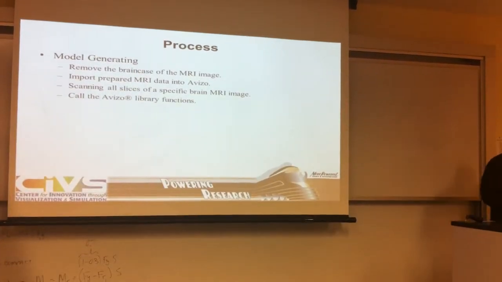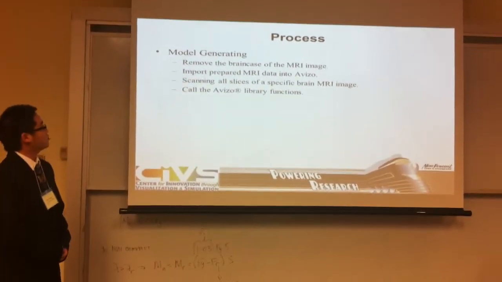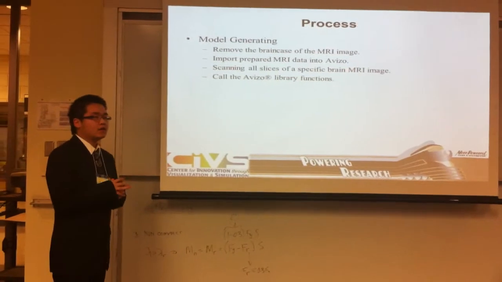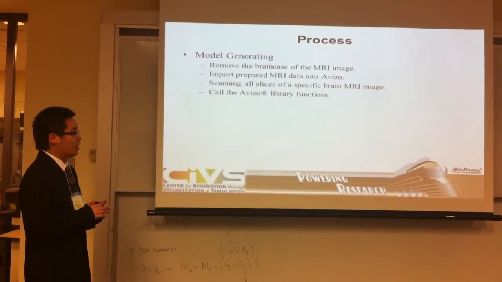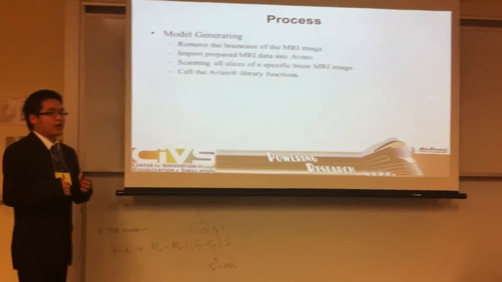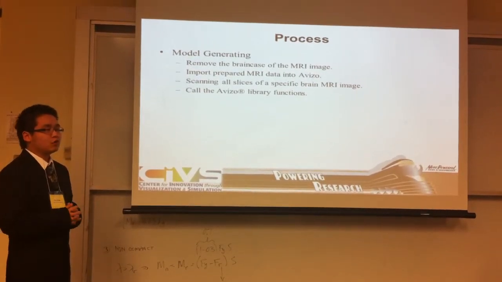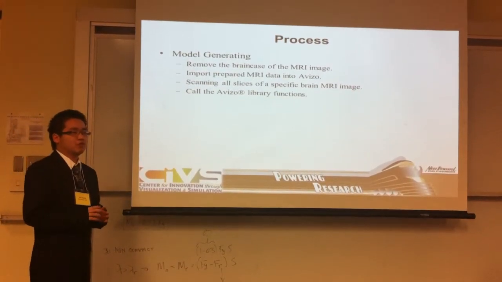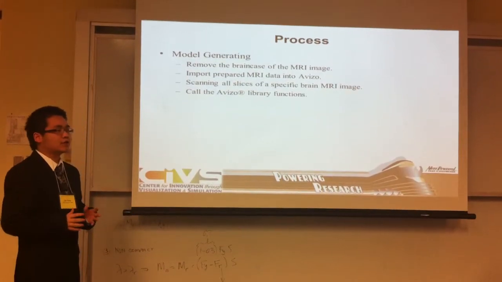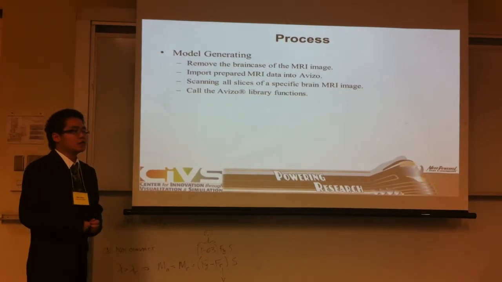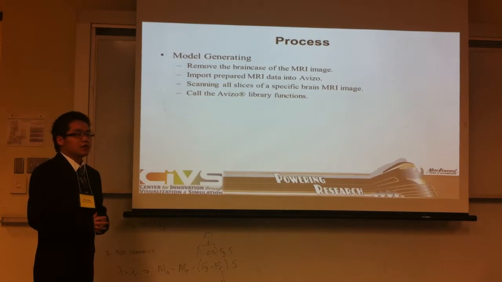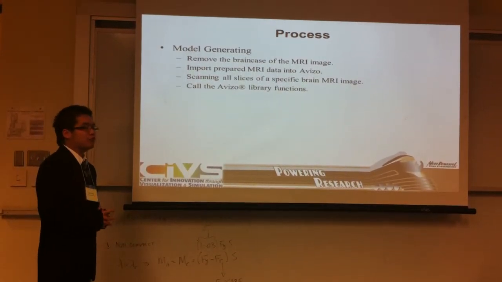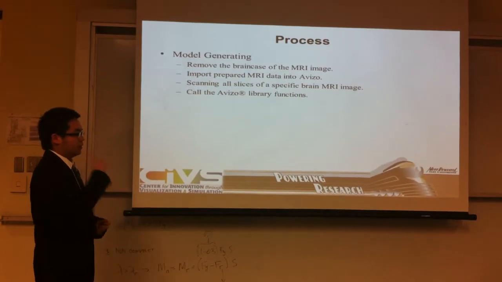Okay, now I want to introduce the process of our project. The first step of the process is named model generating. That means we needed to connect a visual tool and the MRI image data together by scanning the slices of MRI images into the Arvizo. The Arvizo can help us combine them into a whole draft model by using some functions. However, after we did that, we found that we had also constructed the brain case. That means there is a brain case surrounding the brain and we cannot operate on the brain directly. So we decided to remove the skull. We use some applications and technologies to do the MRI data preparation so that we can remove the brain case without disrupting the brain regions.